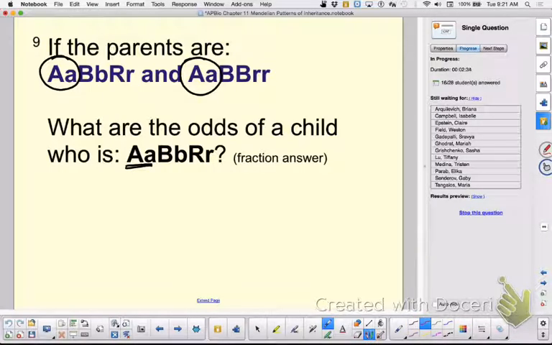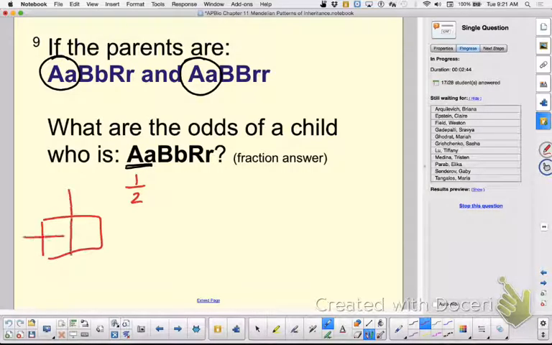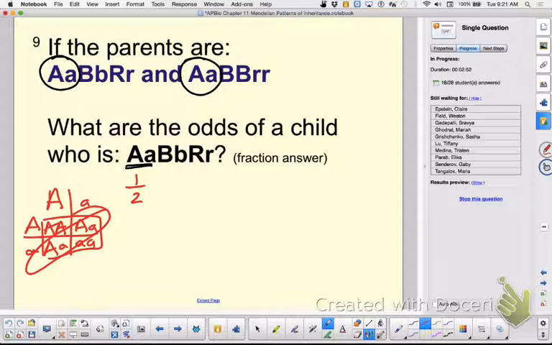1/2. Because a fourth of the time they'd be big A, and a fourth of the time they'd be what? Little a, right? Did you see that Punnett in your head? Big A, little a, big A, little a, big A, big A, big A, little a, big A, little a, little a, little a. 1/4 would turn out that.